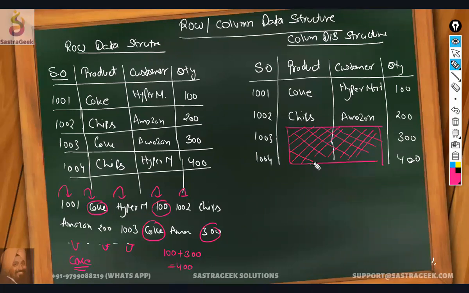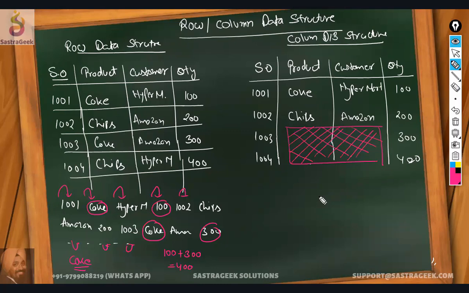So in the row data structure, the system stores them again. But in the column data structure, technically the data is not stored again, which I have written here. It's a slightly different concept, and I will explain it later. The main thing is that it doesn't store the repeated values.